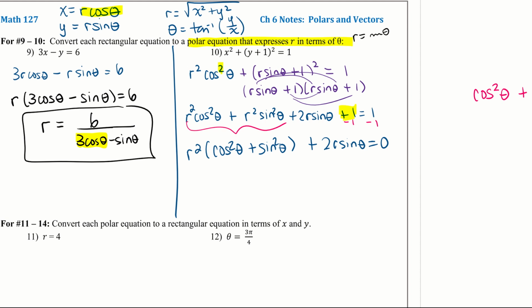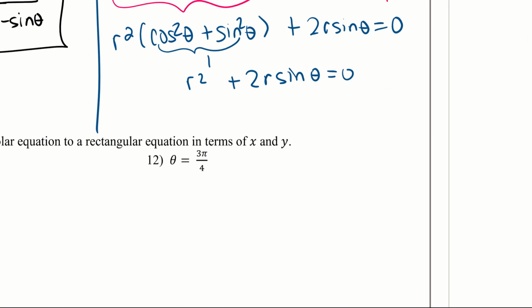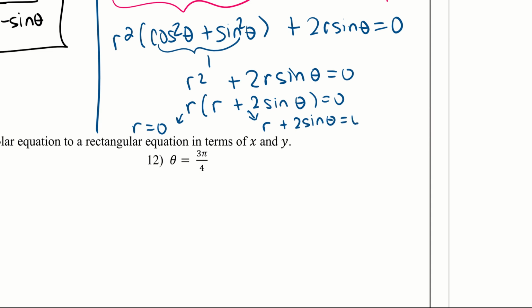Cosine squared of theta plus sine squared of theta is 1. So this is really r squared plus 2r sine of theta equals 0. It's starting to look less complicated. My goal is to get r alone, so I'm going to factor a GCF out. I have r times r plus 2 sine of theta. And then this is interesting. If we use the zero product property, each of these could be set equal to 0. R is equal to 0, or r plus 2 sine of theta could be equal to 0.